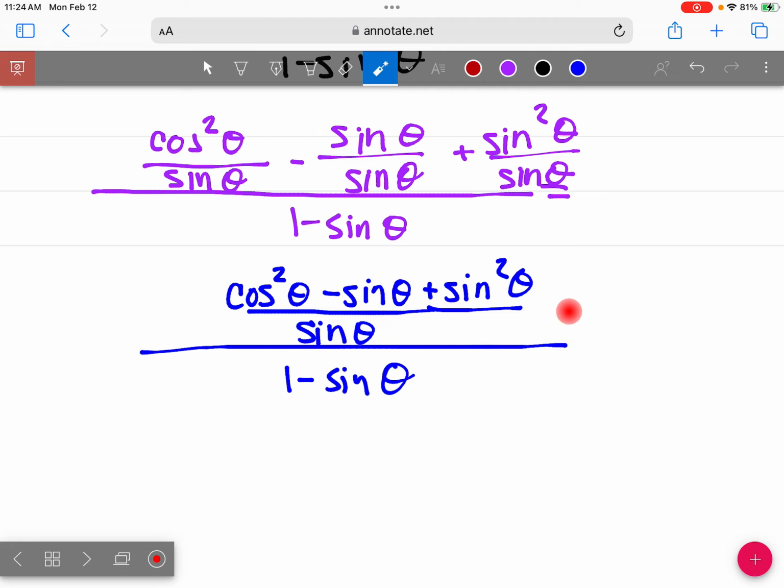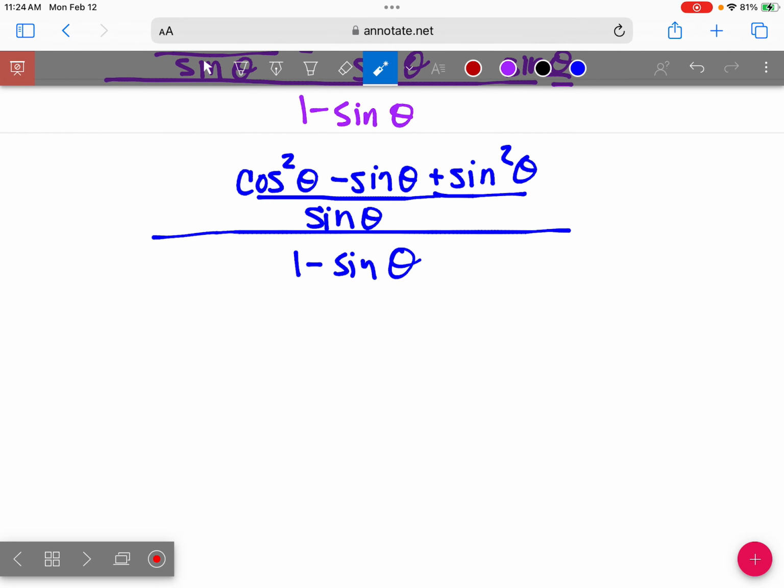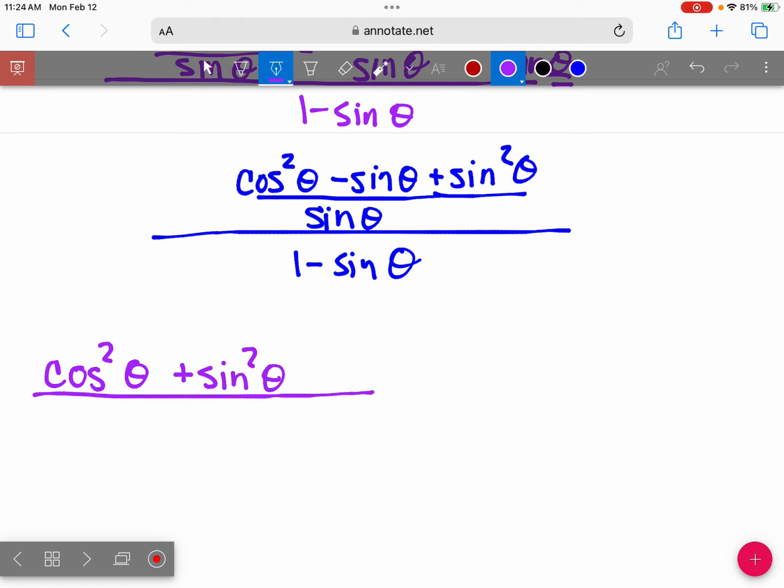So now I'm going to take the fact that this is one gigantic fraction, and I'm going to switch some things around because I really hate drawing this gigantic fraction. So I'm going to take, switch colors again, my numerator, which is my cosine squared theta. I'm going to scooch some things around because I'm going to put my sine squared theta nearby, minus sine theta over sine. And we're going to put this times the reciprocal of the denominator. 1 over 1 minus sine theta.